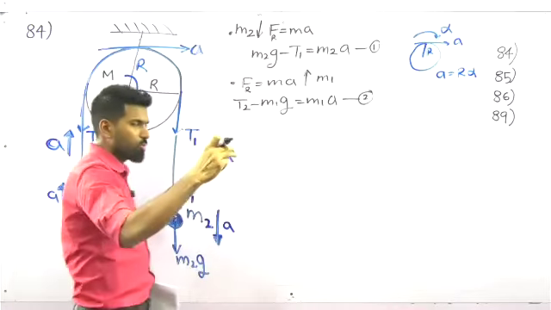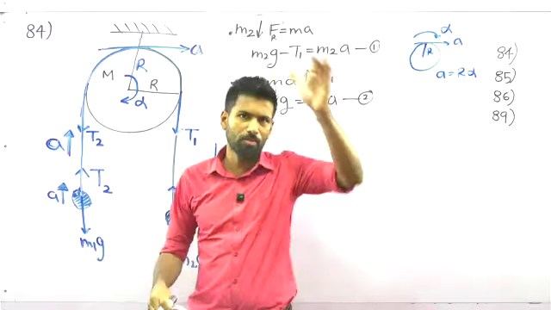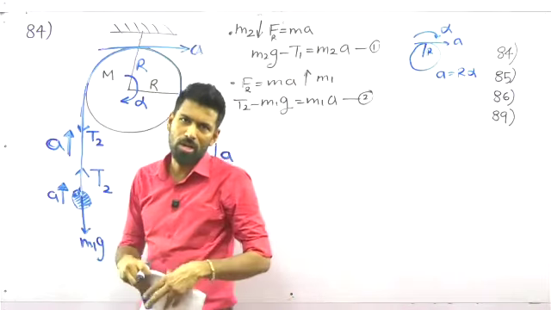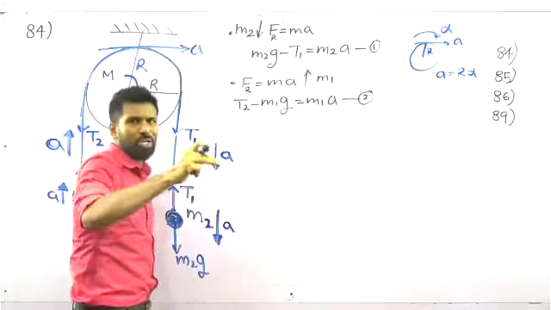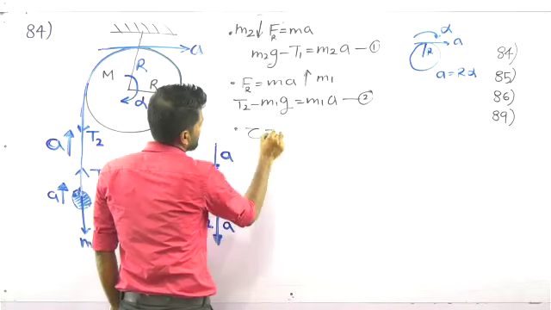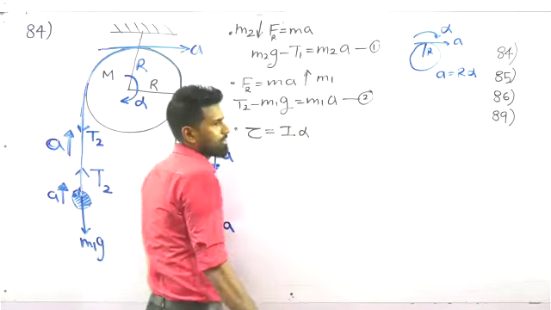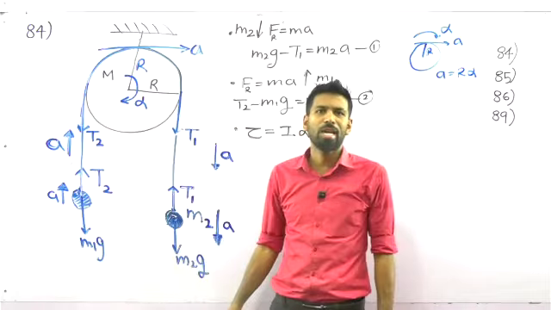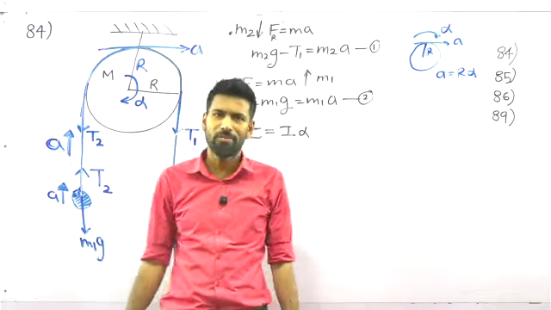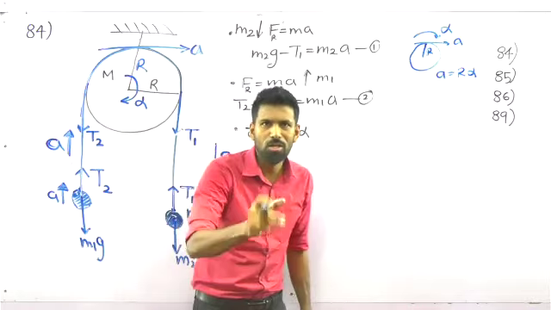Now this M2 is moving down while M1 is moving up. So the string passes over the pulley, giving a rotation to the pulley. For the rotational cases, I'm not going to apply F equals ma. The equation is tau equals I alpha. Can you remember? So what is tau? The moment that gives the rotation.